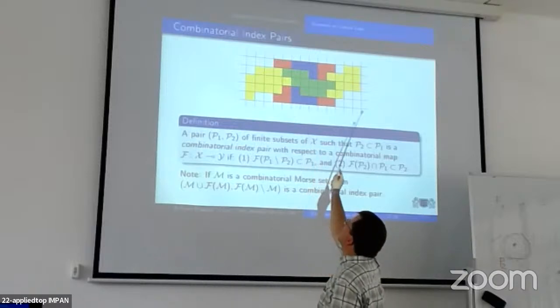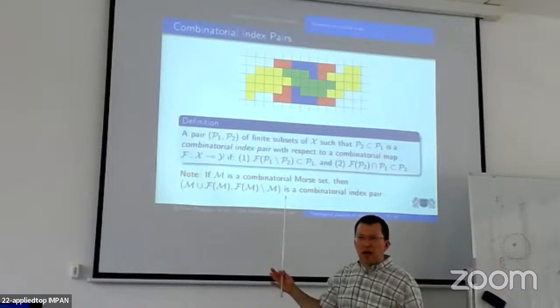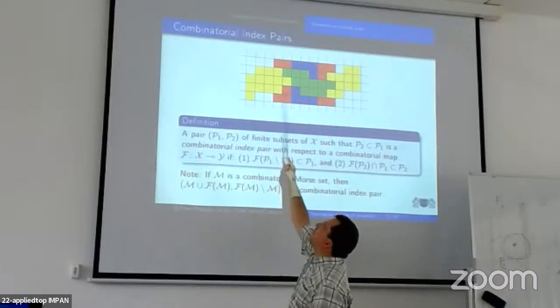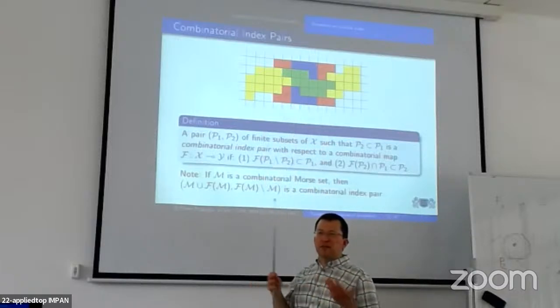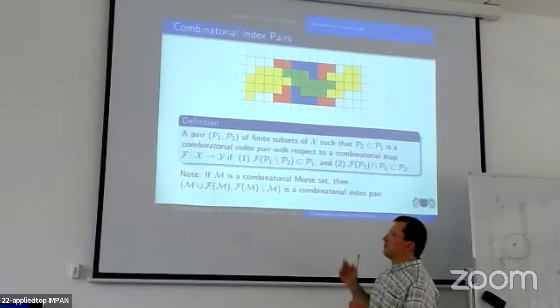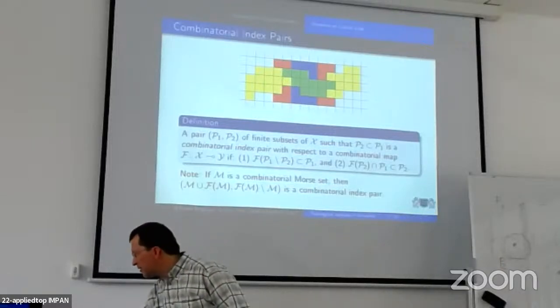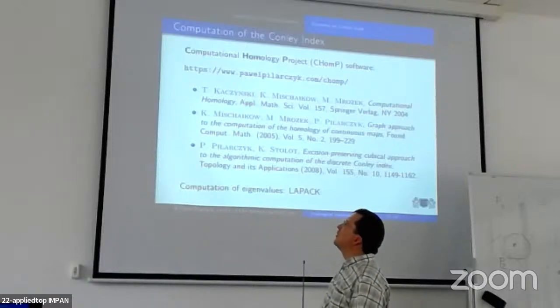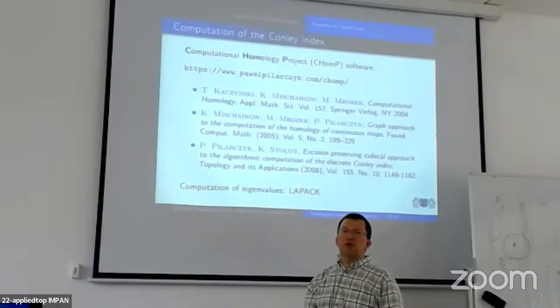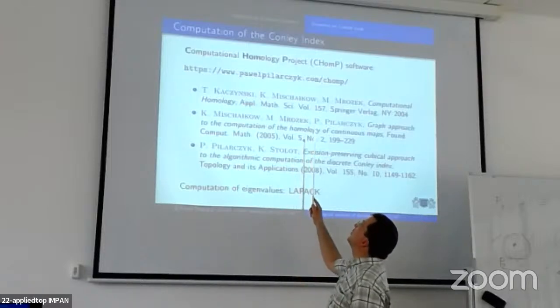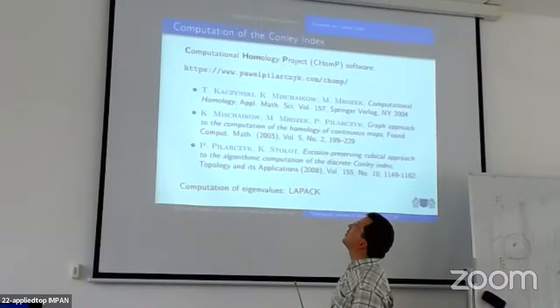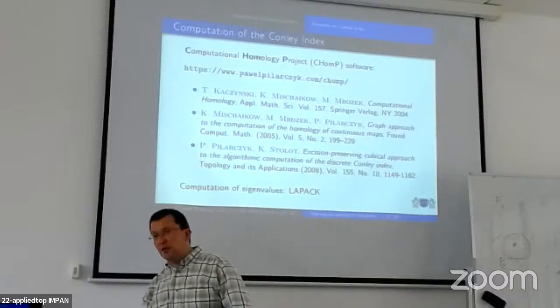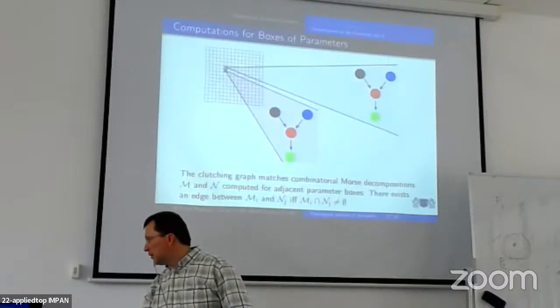Well, I'm cheating a little bit in this picture because this is a multi-valued map. So the green part and the yellow part should overlap. Otherwise, the map is not well defined. For the computation of the cubical homology, relative homology, the cubical map in homology, and the Conley index, we use the CHomP software, the Computational Homology Project software. I'm going to show this in the hands-on part in a moment.